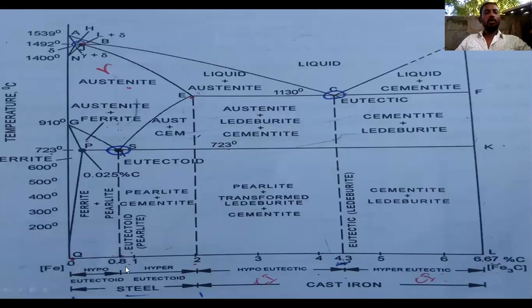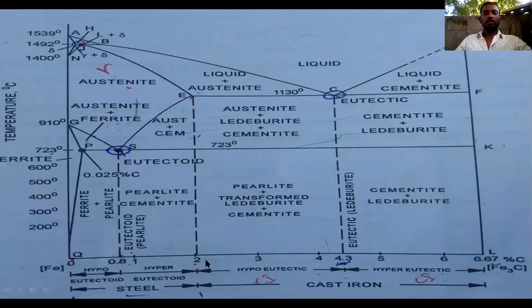This diagram 0 to 0.8% we can call as hypoeutectoid one. 0.8 to 2% we can call as hypereutectoid one. So 0 to 2% also we can call as this steel one. The carbon content 0 to 2% is called as the steel. The carbon content 0 to 0.8% we can call as hypoeutectoid steel. 0.8 to 2% we can call as hypereutectoid steel one.